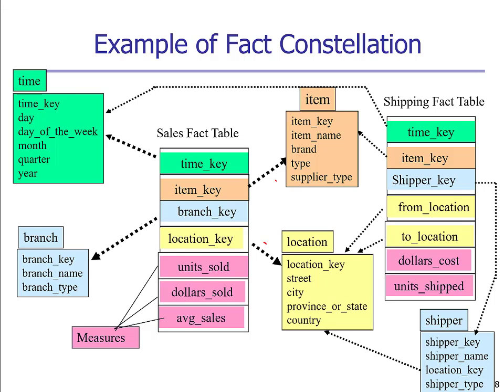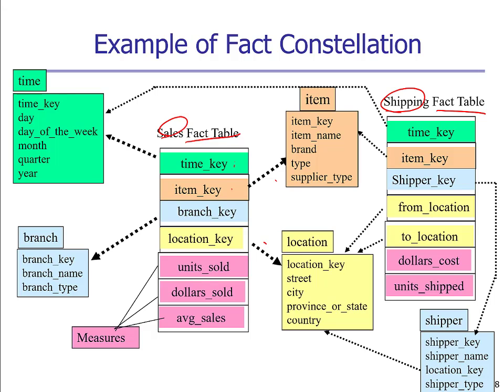In this example, time, item, and location are the dimensions that can be shared between two departments. One is sales, one is shipping. Okay. So as you can see, we don't need to create multiple dimension tables as long as they can be shared by different departments, although we still need a fact table for each and every department.